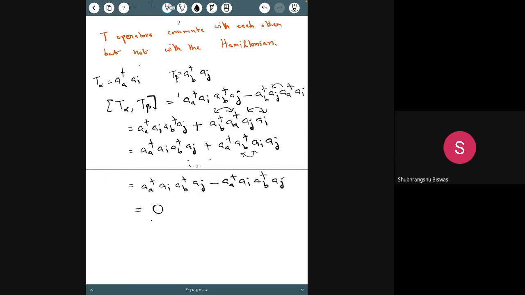So the T's always commute with each other because they have these distinct sets of orbitals in the creation and annihilation. But if, on the other hand, you have the Hamiltonian with general indices, then the delta terms that I said were always 0 for the T's would remain because they are general indices. So the Hamiltonian does not commute. And we have seen that as well. We evaluated the commutator for H1 and T1.